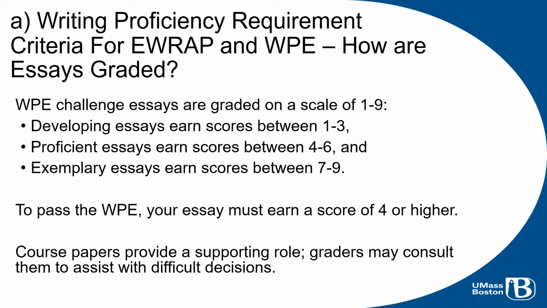WPE challenge essays are graded on a scale of 1 through 9. Developing essays earn scores between 1 and 3. Proficient essays earn scores between 4 and 6. And exemplary essays earn scores between 7 and 9. To pass the WPE, your essay must earn a score of 4 or higher from 2 different graders.